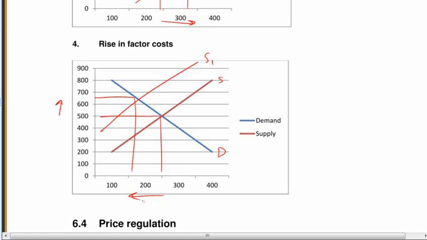So these are the sorts of questions you might be asked in the exam. What I would suggest you do, at least until you become very good at these questions, is just scribble yourself down a quick demand and supply diagram, okay, and plot the new curve and see what's happened to your price and quantity.